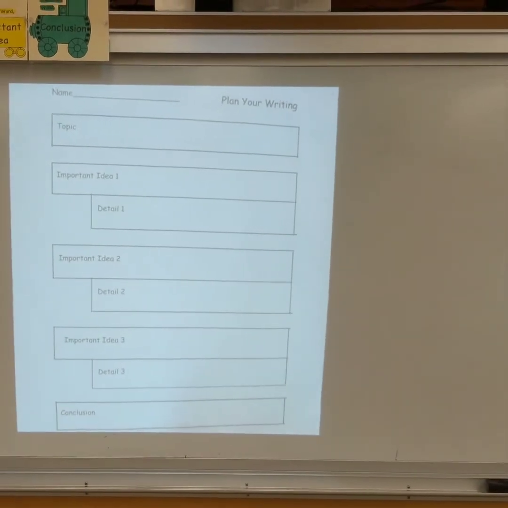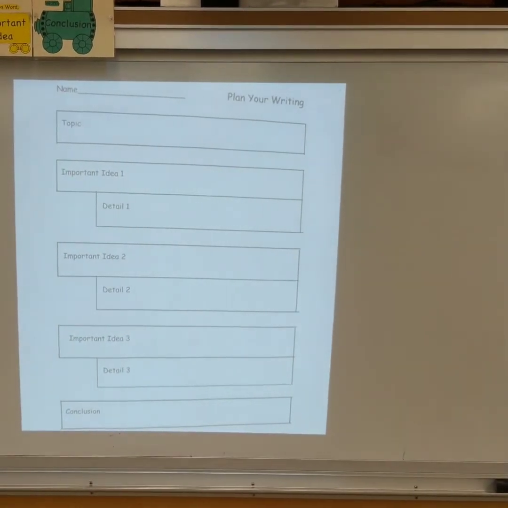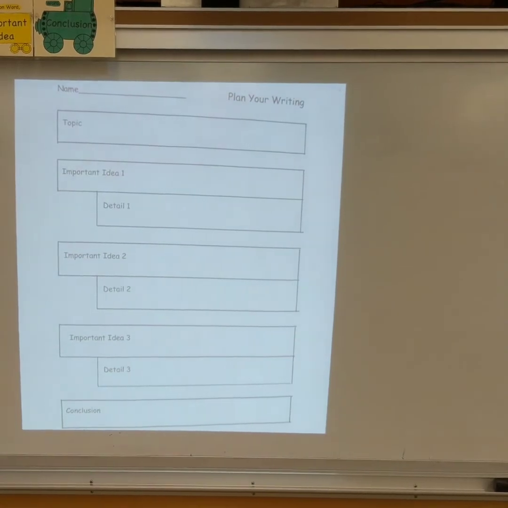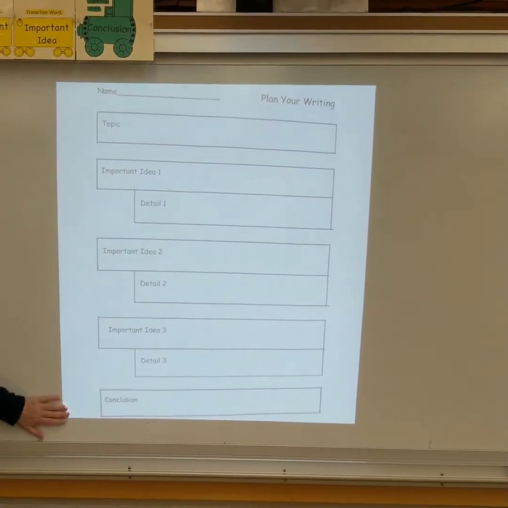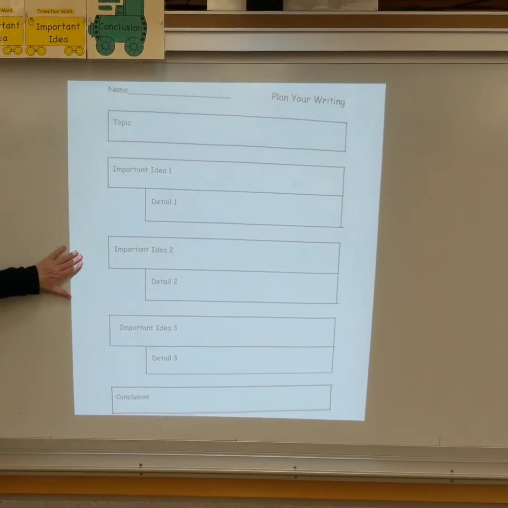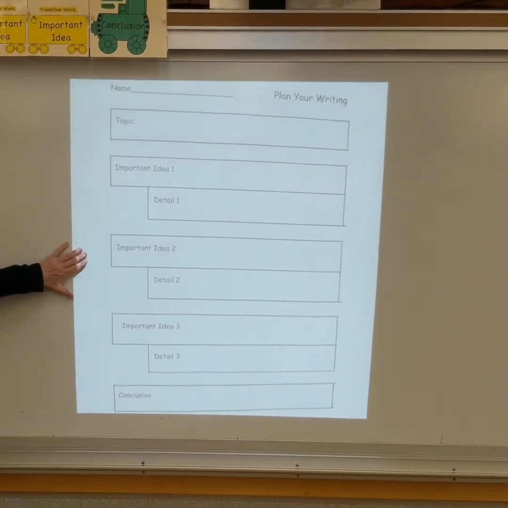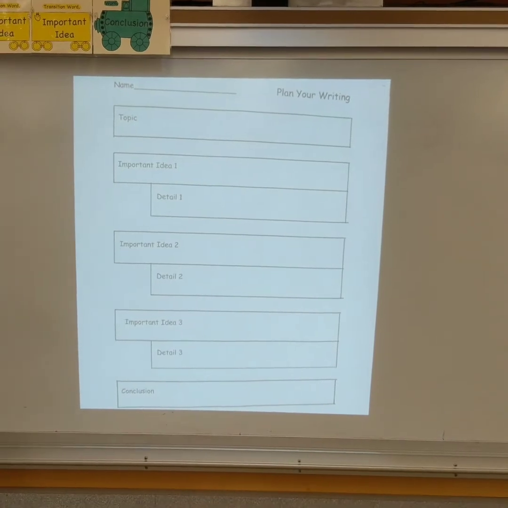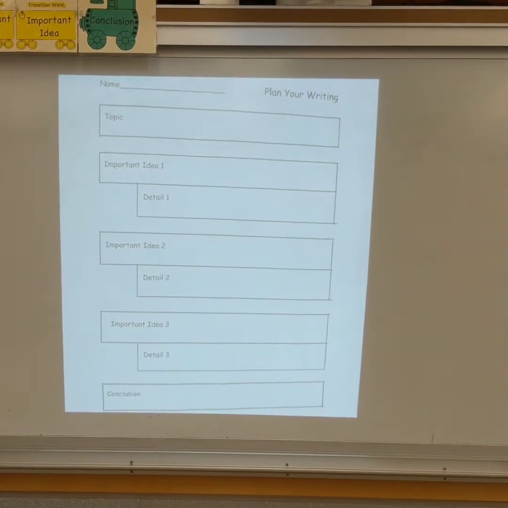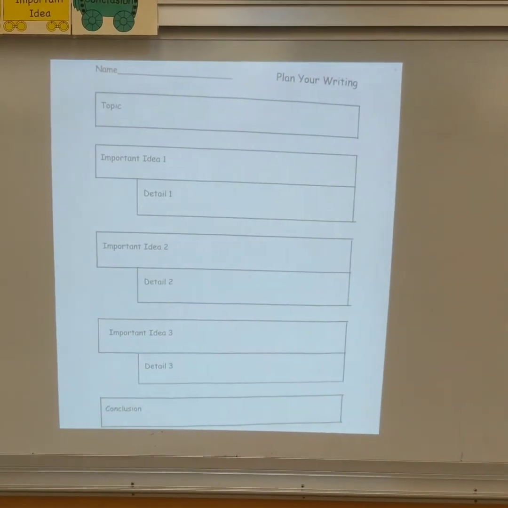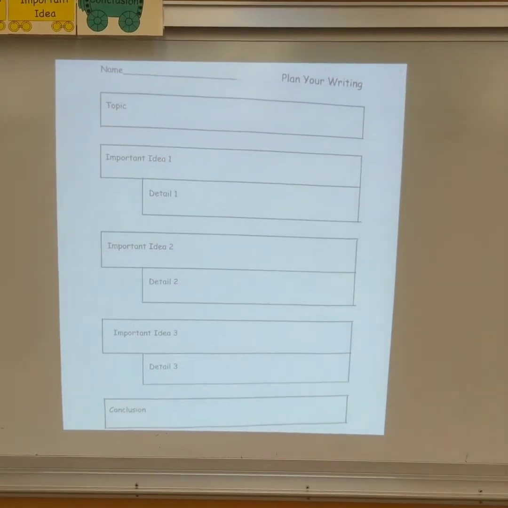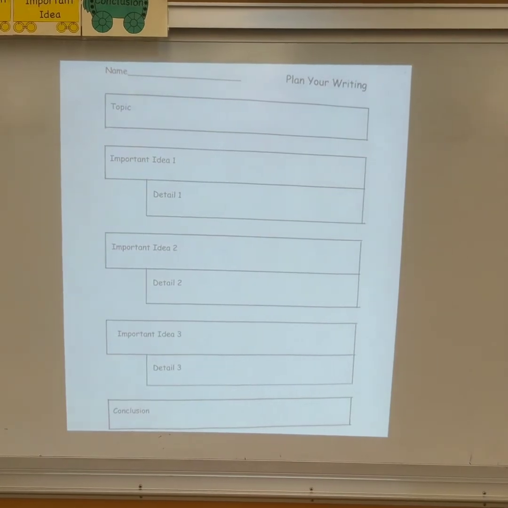So to start off with, we are always going to plan our writing. Before we ever write, we're going to plan our writing. And we're going to use this sheet of paper to help us plan. Let me share with you how to use this piece of paper to make a plan for your good paragraph. So the first thing you're going to do at the very top is write down what your topic is.